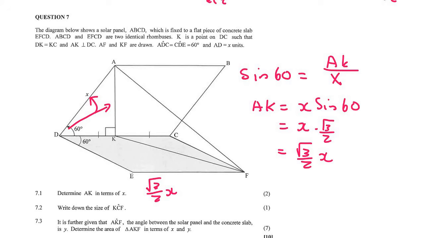Question 7.2, write down the size of angle KCF. They tell us in question 7.2 that this is a rhombus. Now, a rhombus has lines that are parallel. So if those are parallel, then this angle and this angle should add up to 180 degrees because of co-interior. So we can say that angle KCF is going to be equal to 120 degrees because of co-interior angles, and the reason is that DE is parallel to CF, so it's going to be 120 degrees.